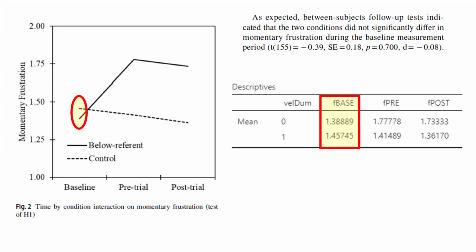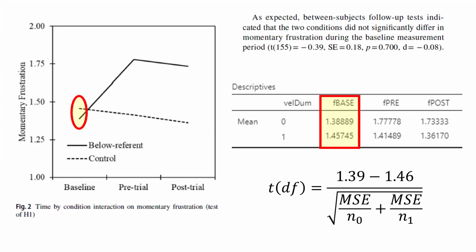So first of all, let's be clear about what we're assessing. We're assessing the difference between these two means. We're looking at the simple effect of condition, below referent versus control, at baseline. So this is a simple effect. We're comparing these two means. We're going to do it with a t-test with some degrees of freedom. We know that the numerator is the difference between these two means, but we need an estimate of our mean squared error, and we also need to know the sample sizes for these two conditions.